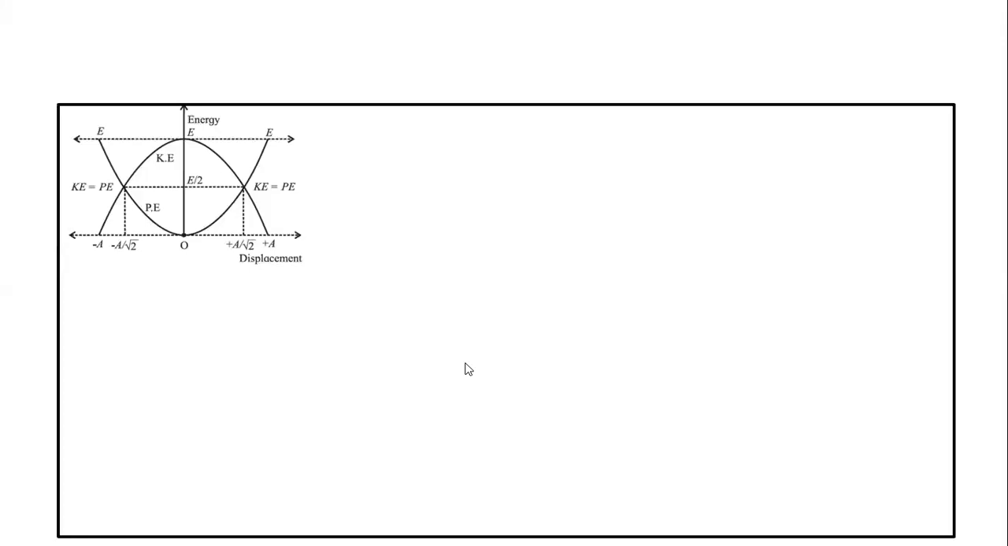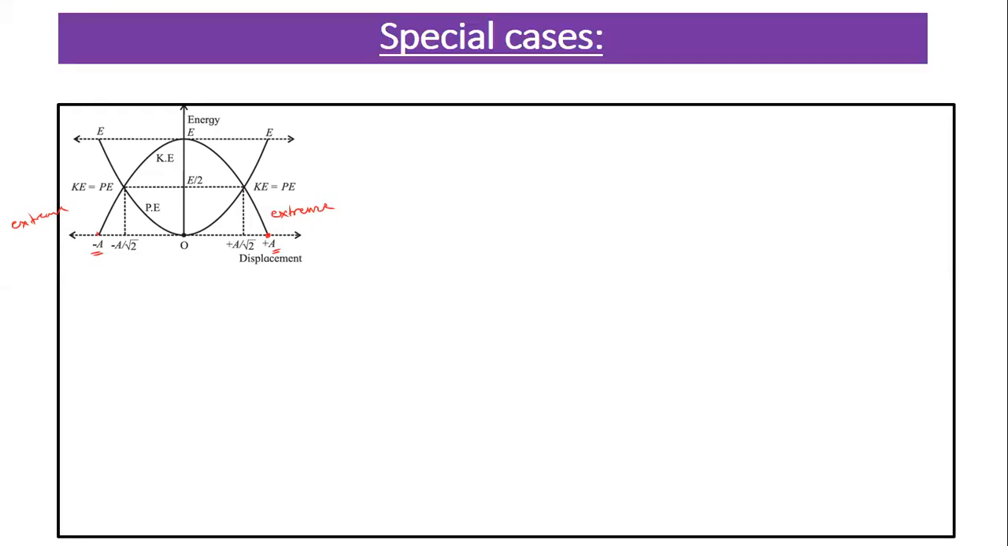The graph of kinetic energy, potential energy and total energy you can see in a diagram. So this is the positive extreme position, and this is the negative extreme position, where the amplitude is minus A here and plus A here. Now we can write some values here.